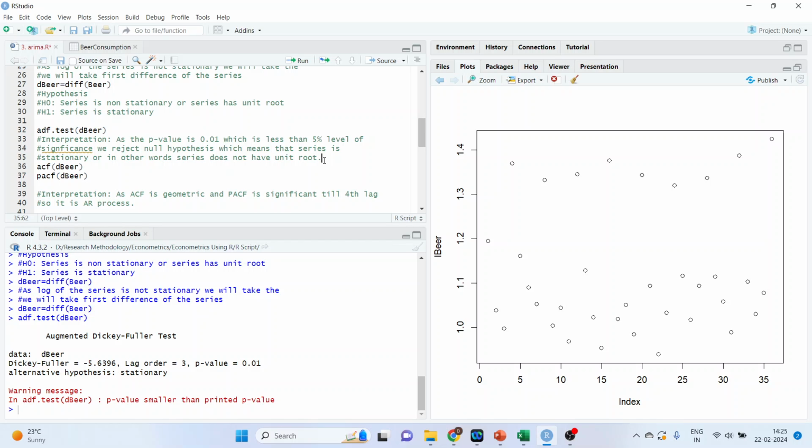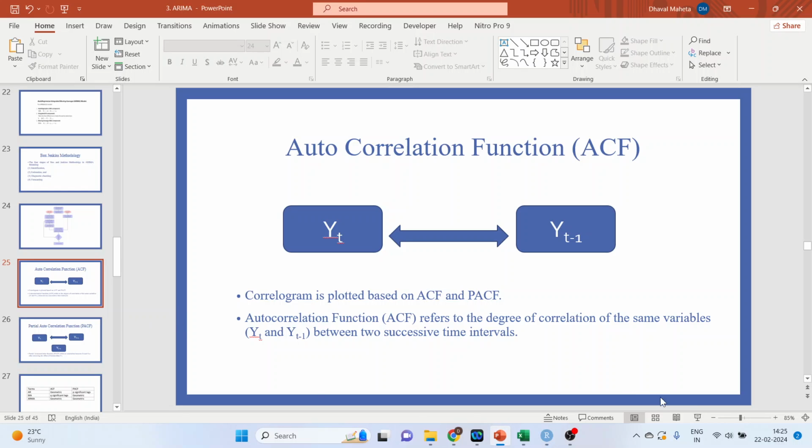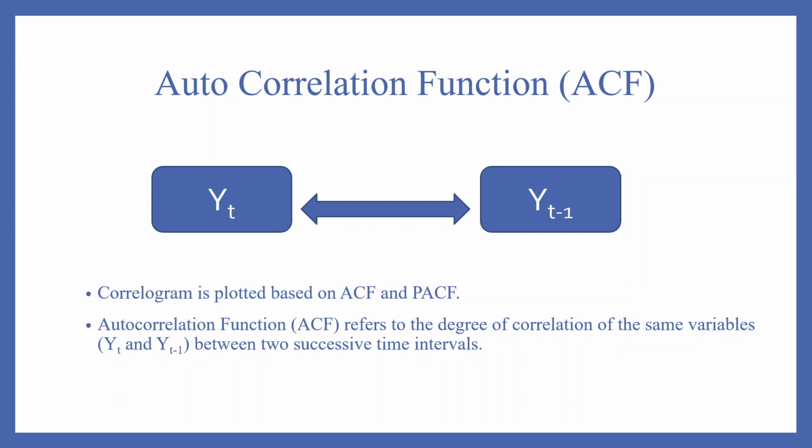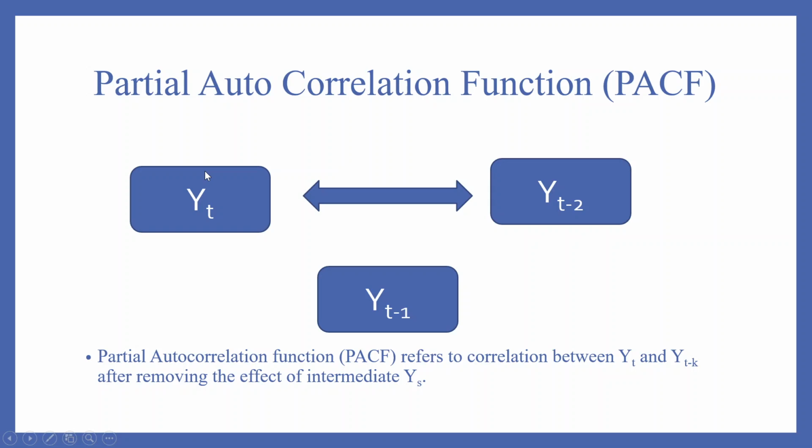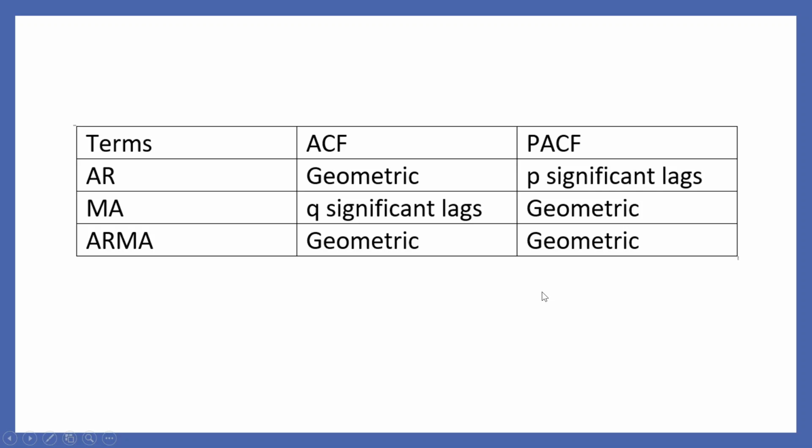Now we will have to identify the pattern based on ACF and PACF. What are this ACF and PACF? Let's understand. On the basis of correlation, we will plot the correlogram. So correlogram is plotted based on ACF and PACF. It is a correlation between Yt and its past lag Yt minus 1. So autocorrelation function refers to the degree of correlation of the same variables between two successive time intervals. Partial autocorrelation function refers to the correlation between Yt and Yt minus 2 after removing the intermediate effect, that is Yt minus 1. So that is a partial autocorrelation function.